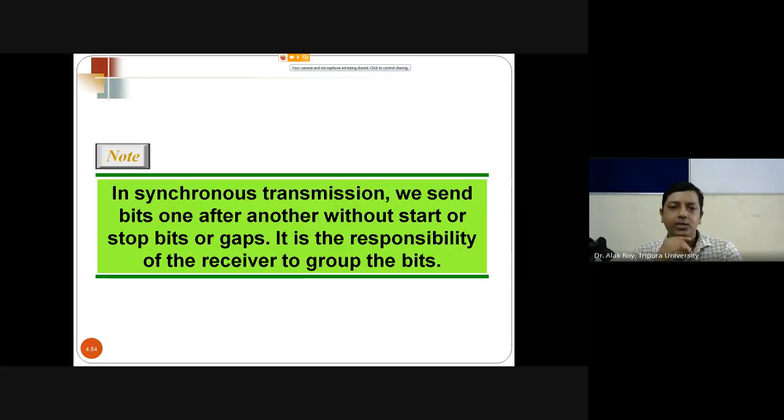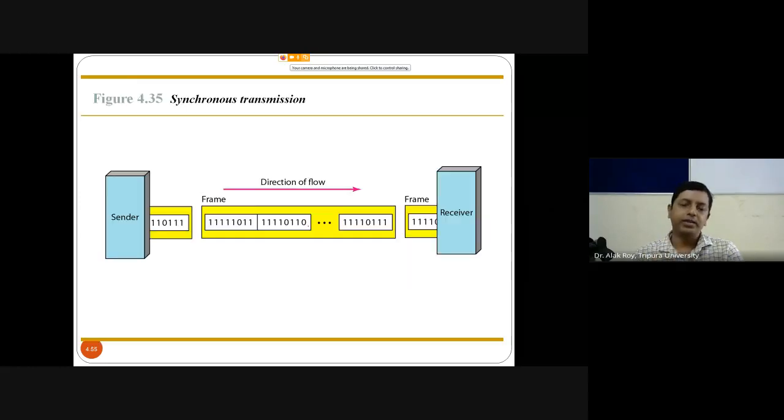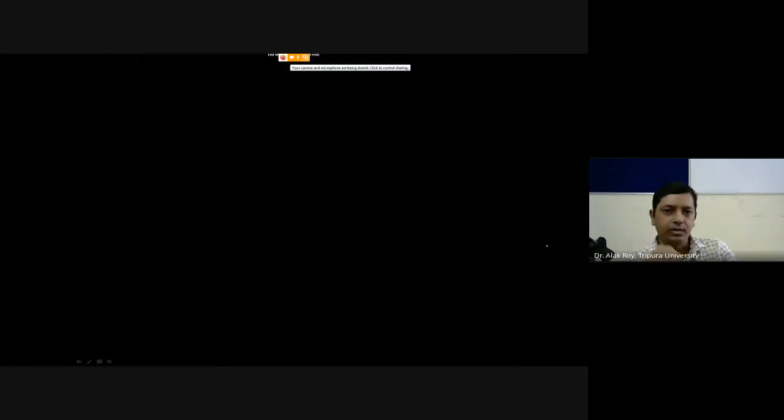In synchronous transmission, we send bits one after another without start or stop bits or gaps. It is the responsibility of the receiver to group the bits, meaning only the bit stream will be sent. There is no start or stop bit concept, because you are using time. From sender to receiver, you are using time to synchronize.